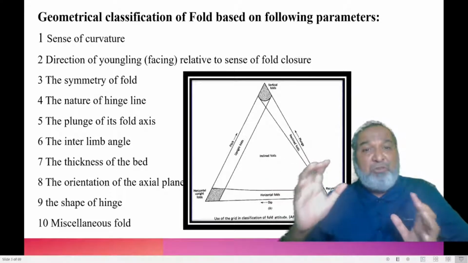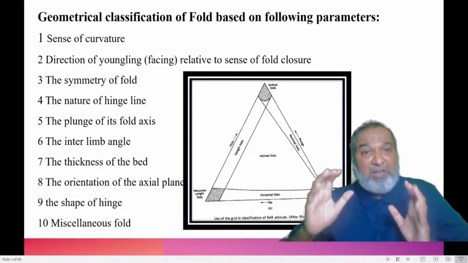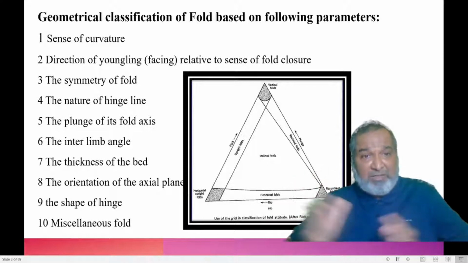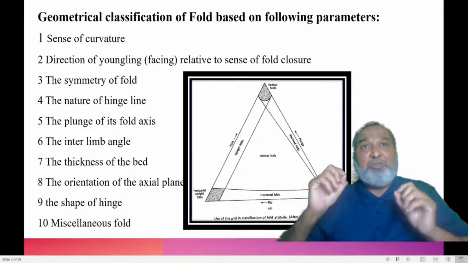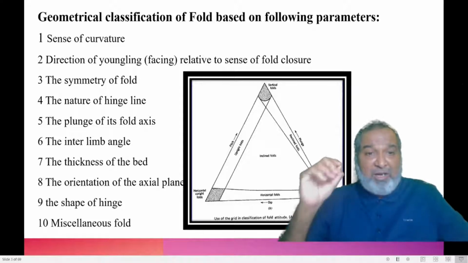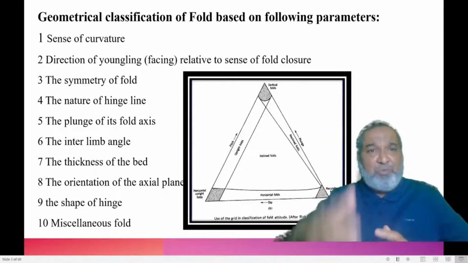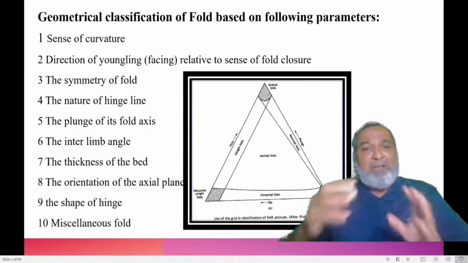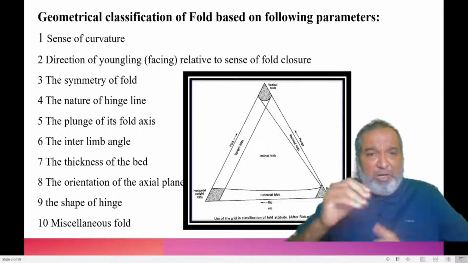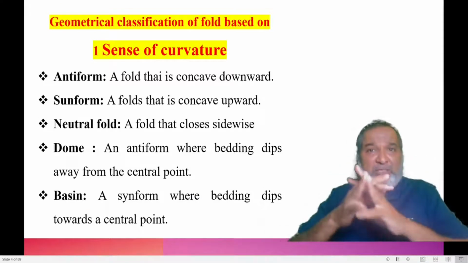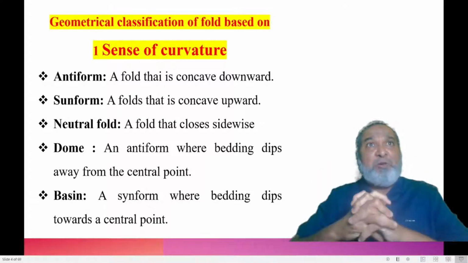Fifth one, plunge of the fold axis. Sixth one, the interlimb angle. Seventh one, the thickness of the beds. And eighth one, the orientation of the axial plane. And number nine, the shape of the hinge. And the last one, miscellaneous, means those folds which are not going to fit into this category, we are going to put into the miscellaneous fold. This is what we have. Classification is given one of the types, so that we are going to see in the latter part. On this basis of parameters, what types of folds are we going to see today?